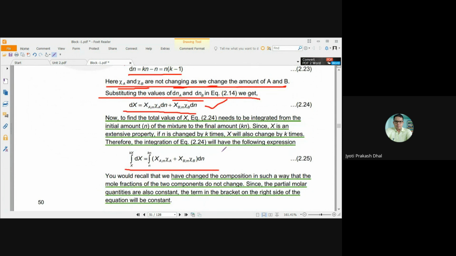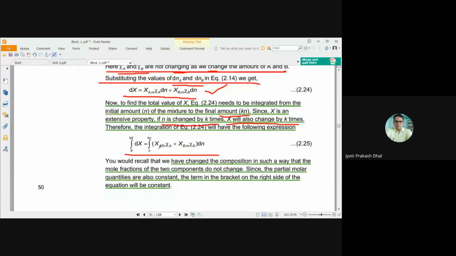So the equation number 24 needs to be integrated. This equation needs to be integrated from the initial amount n of the mixture to the final amount kn. Since X is an extensive property, if n changes by k times, X will also change by k times, and therefore the limit of the integration will be from X to kX on the left hand side and n to kn on the right hand side.